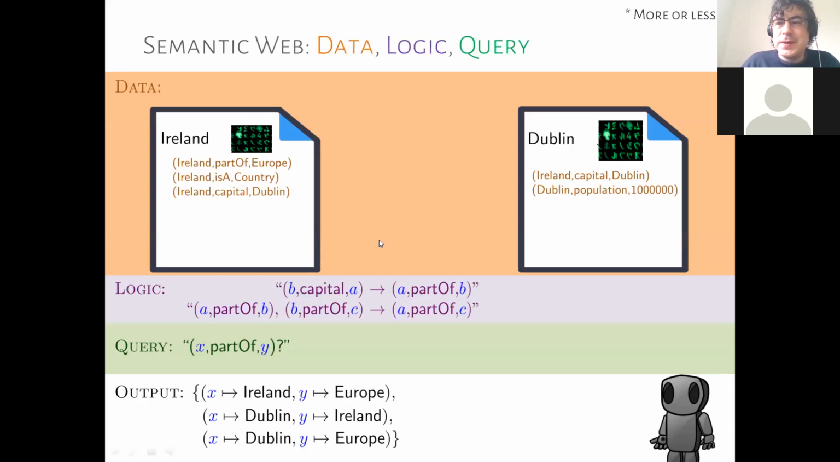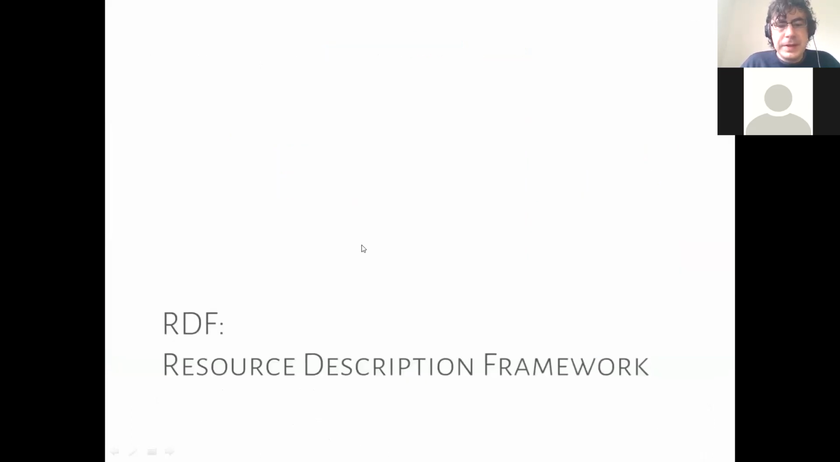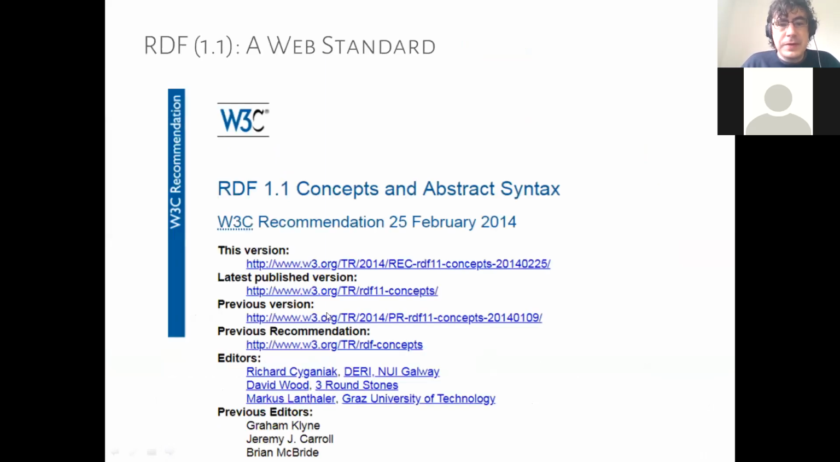And we spoke about how to implement that in the first class using data, logic, or ontologies, queries, and okay, then we can receive directly output for complex queries on the web. So today we're going to focus on the data aspect. The data aspect is a proposal for how to model data on the web, this Resource Description Framework, or RDF. So how does it work?